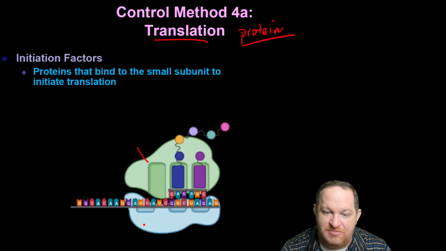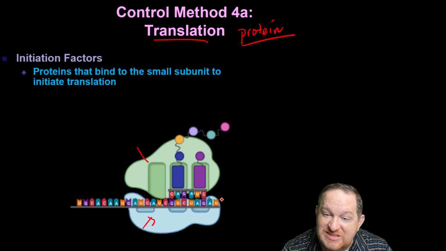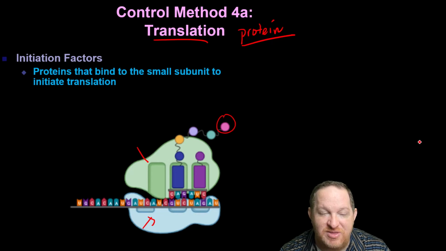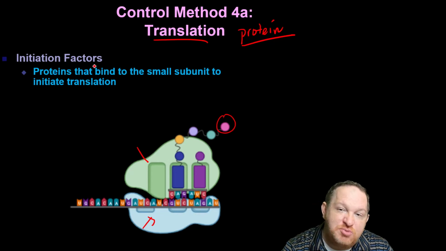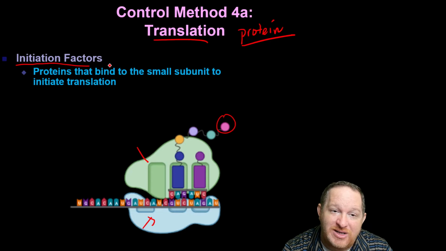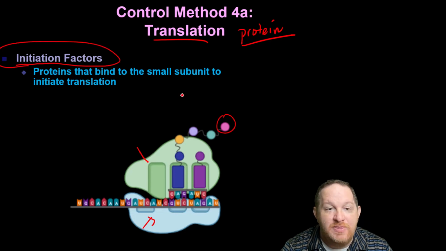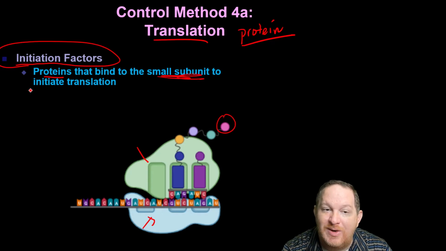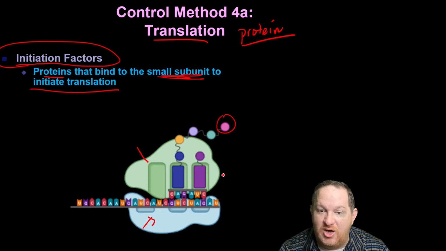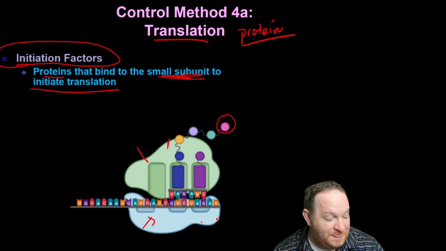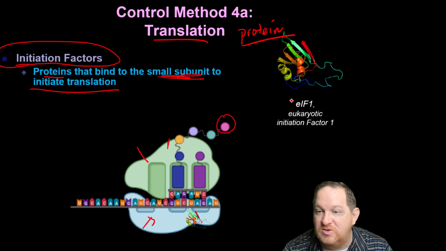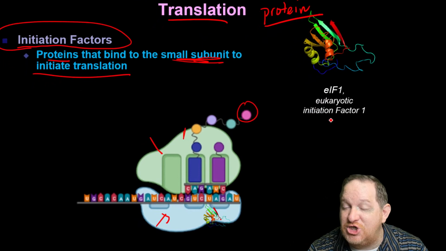You've got the large subunit, you've got the small subunit, and you may remember there's a start codon, AUG, which gets this whole thing started. So that would have occurred down here a bit to give you methionine. So this process is actually controlled by something called initiation factors. These are proteins that bind to the small subunit to initiate translation. Okay, so if this is the large subunit, here's the small. An example of one of those is eukaryotic initiation factor 1.